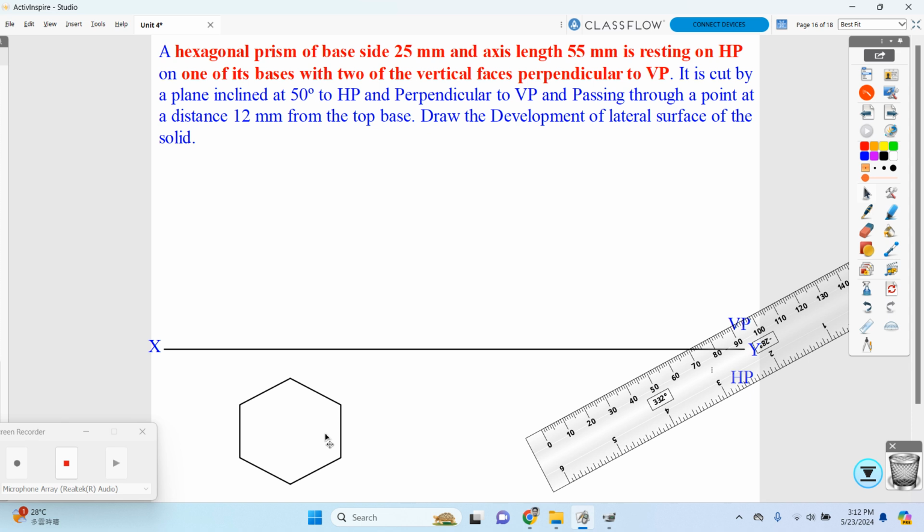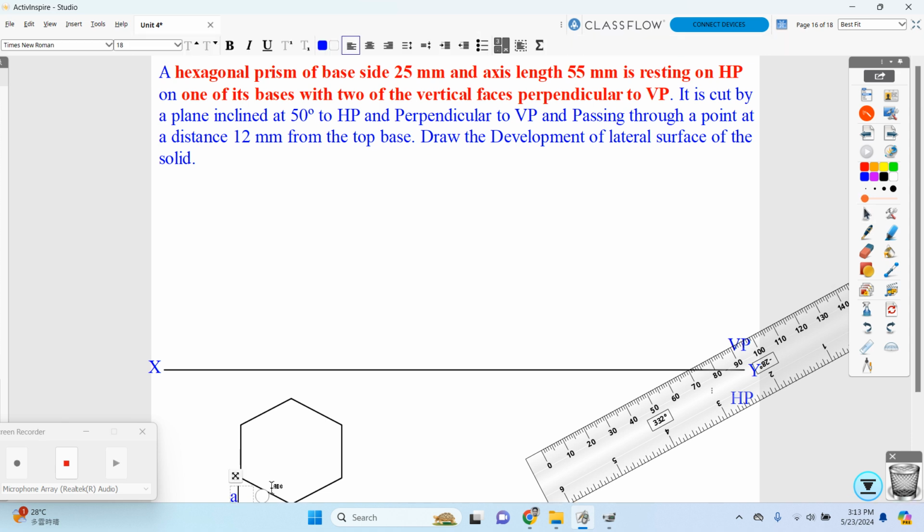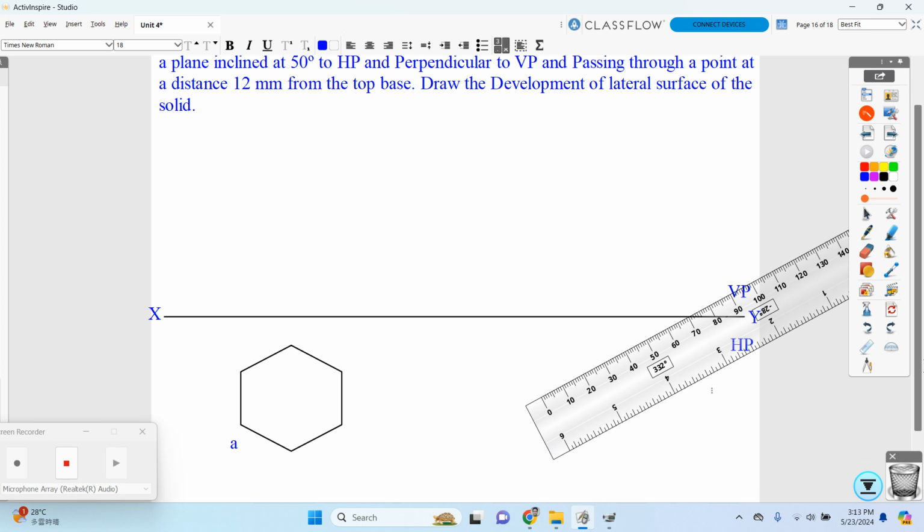I am going to place it over here and name it. We start naming the prism by considering this is my point A, this is my point B, this is my point C, this is my point D, this is my point E, this is my point F. So A, B, C, D, E, F.